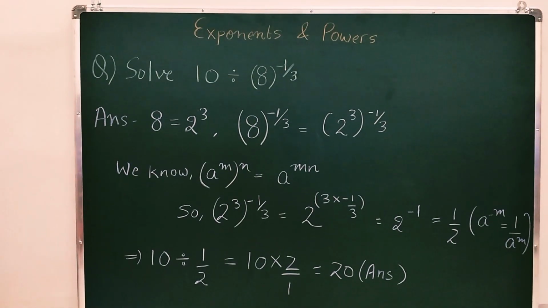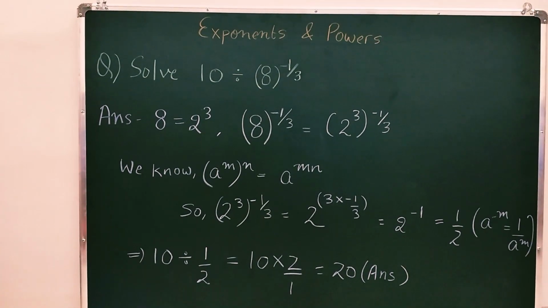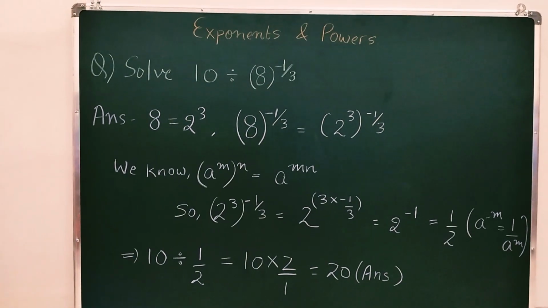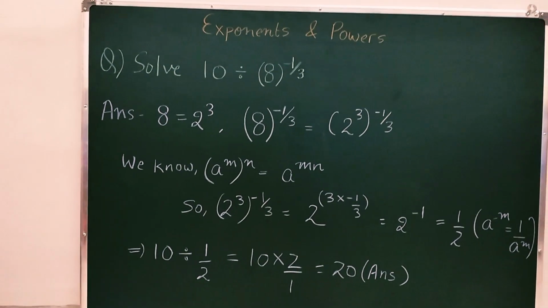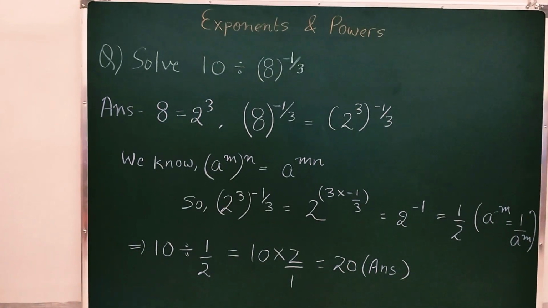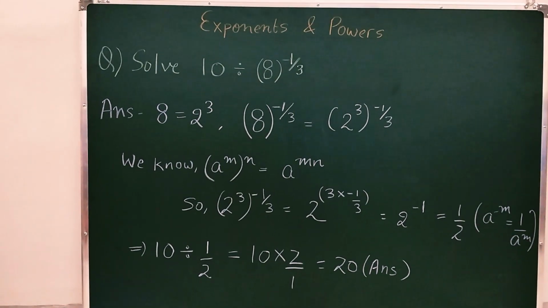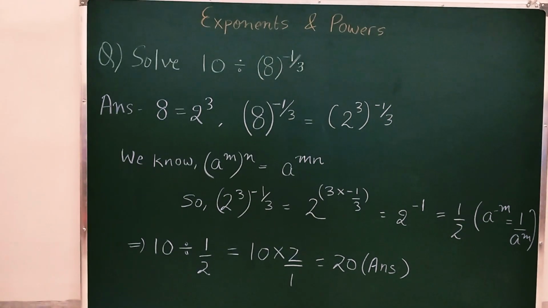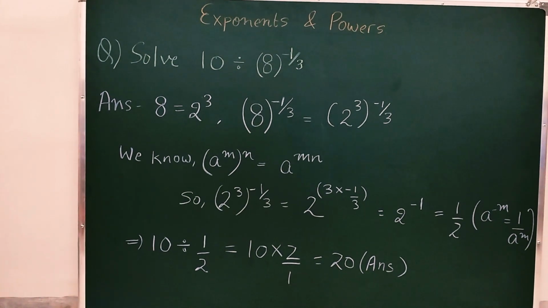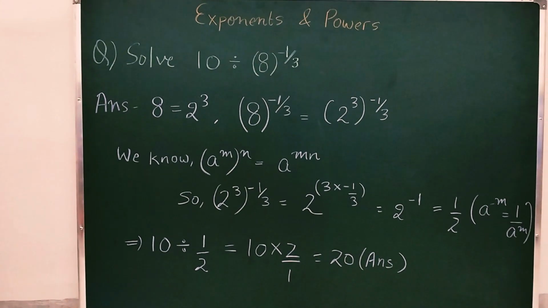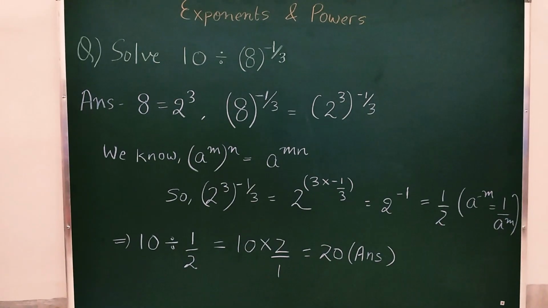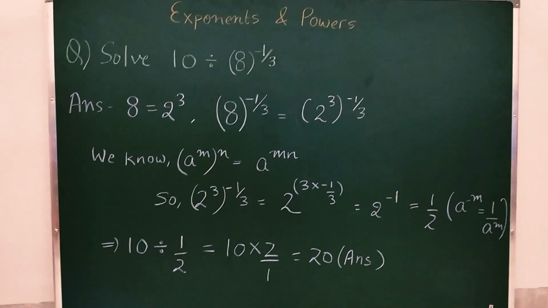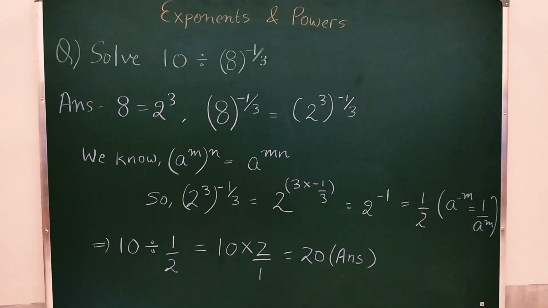Let's come to another question which states 10 divided by 8 raised to power minus 1 by 3. Please note minus 1 by 3 is in the power of 8. So how to deal with the second term, that is 8 raised to power minus 1 by 3. We know 8 is equal to 2 cube or 2 raised to power 3. So instead of 8, in the bracket we can write 2 raised to power 3. So 8 raised to power minus 1 by 3 becomes 2 raised to power 3 whole bracket minus 1 by 3. Both 3 and minus 1 by 3 are in power of 2 now.